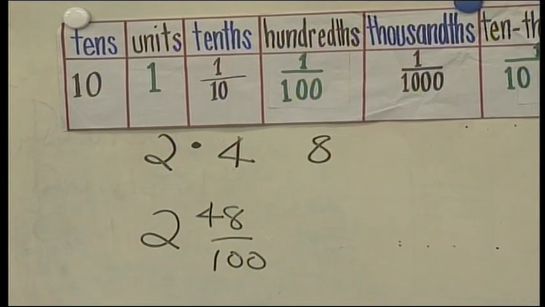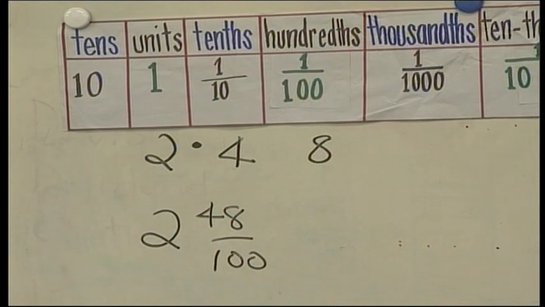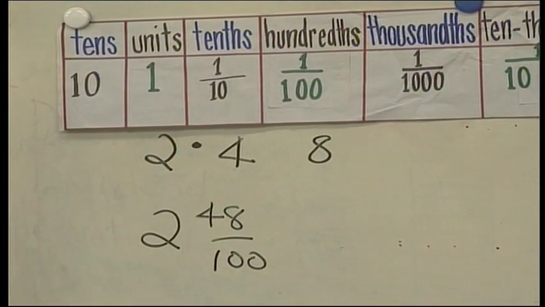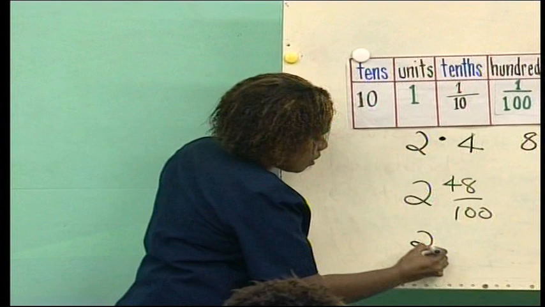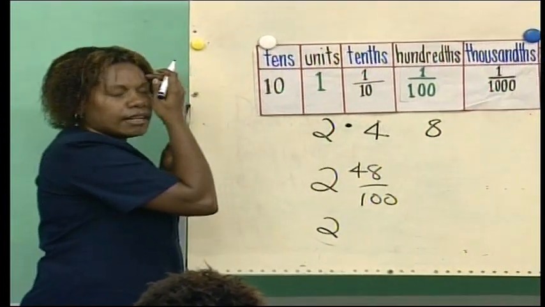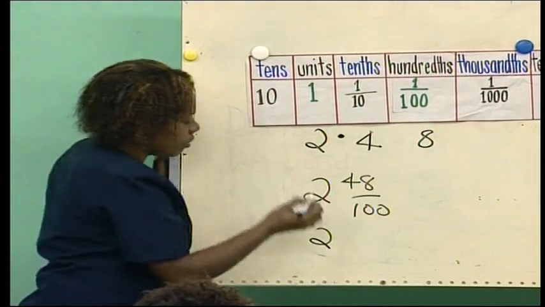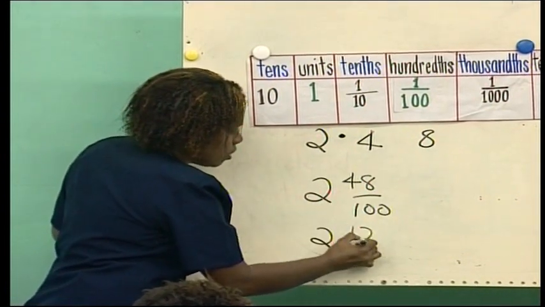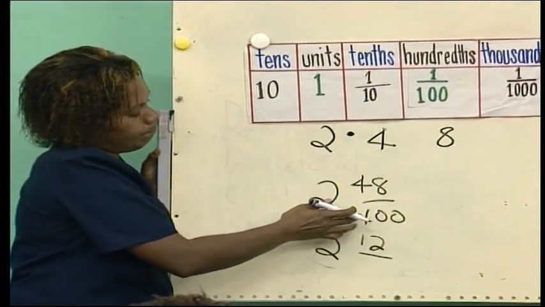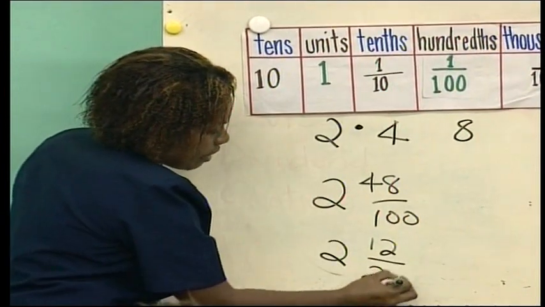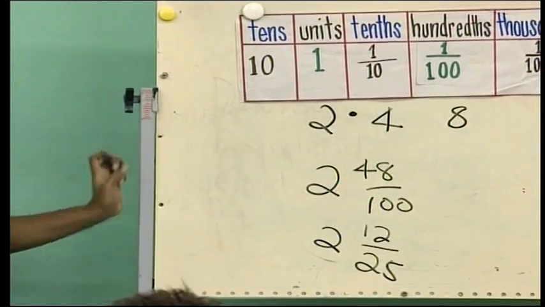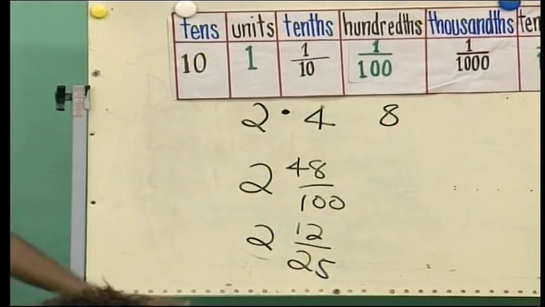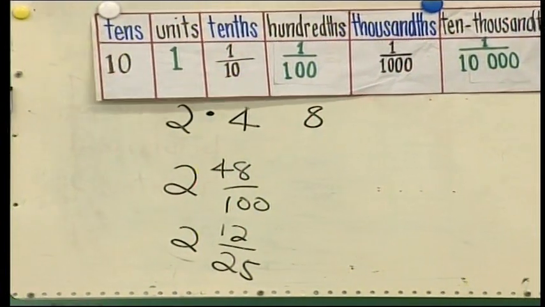So we're going to simplify by 2? 2 or 4? 4. Okay, 4. So 4 into 48 is 12. Okay, 4 into 48 is 12. 4 into 100 is 25. So your answer should be 2 whole. When you simplify it, it should be 2 whole and 12/25.